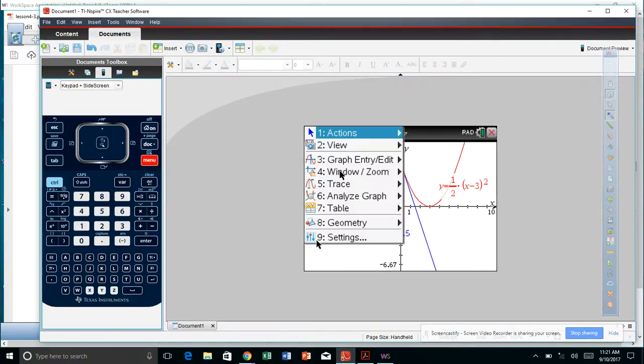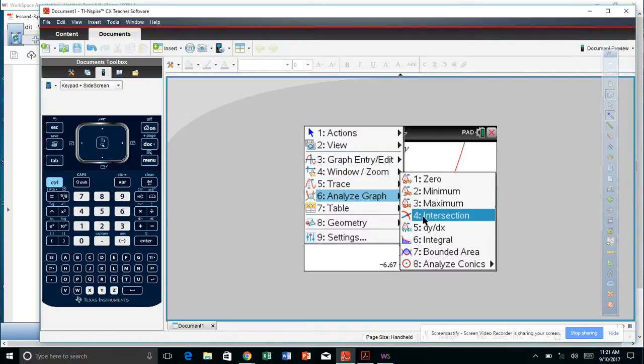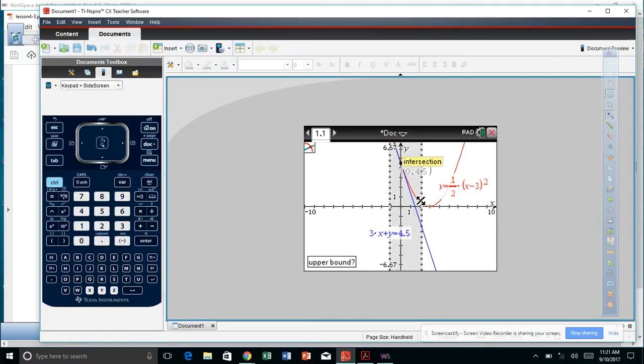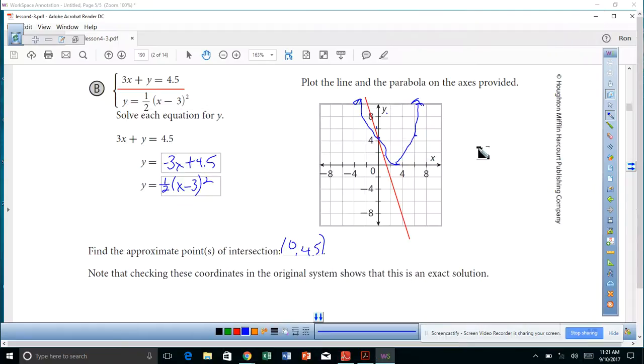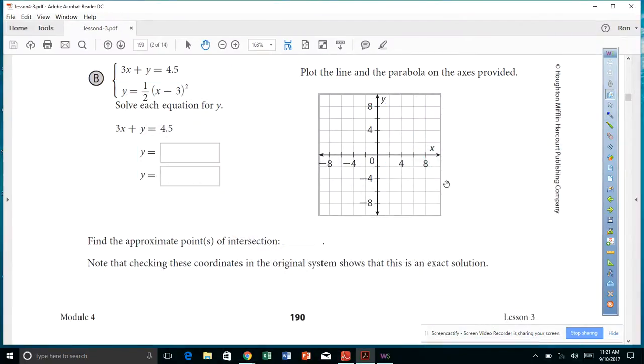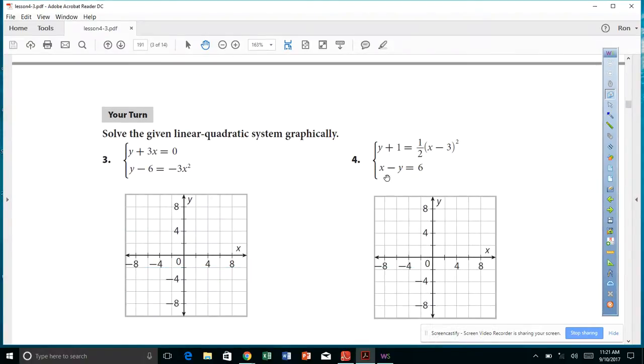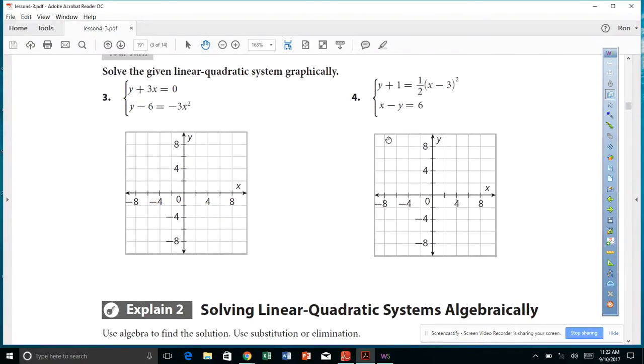So menu, 6, 4. And then we'll go right here and right there. And there it is, 0, 4.5. All right, not too bad. So we checked it. It says, your turn. Solve the given linear quadratic system graphically.